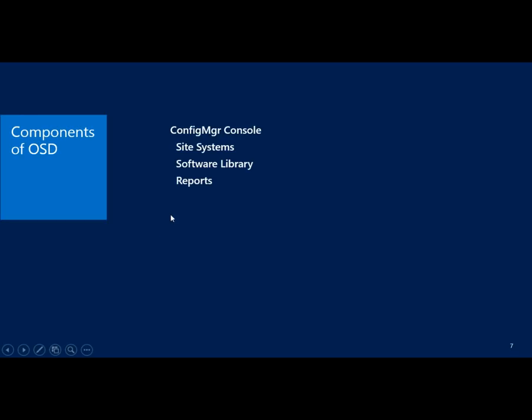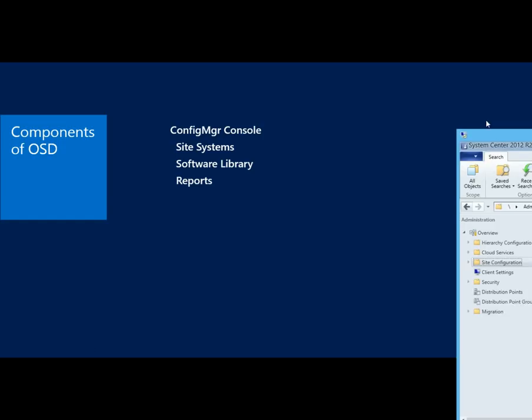So that takes us to the components of OSD, and this is where we'll pull in the console, walk through some things and talk about how this lays out. Really three nodes that I want to hit in the Config Manager console. First, there are some site systems that can come into play with OSD. We'll hit those. Then we'll move to the reports. There are some reporting categories that are interesting for OSD and task sequencing, and then we'll end our time in the software library, walking through some of those nodes. So let me pull in the console and we'll spend that time.